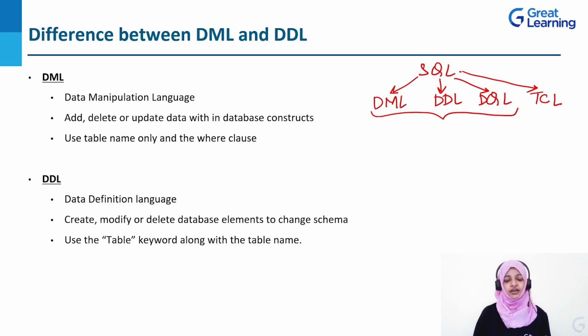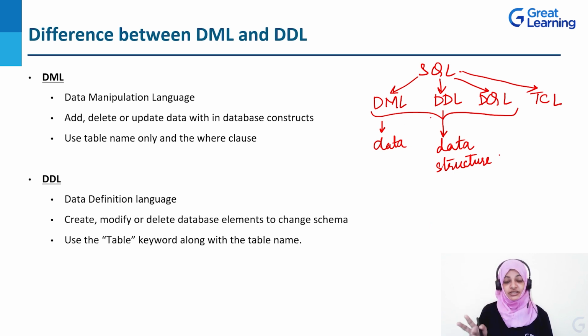Now, why is there a confusion between DML and DDL? Because the definitions of the two very closely resemble each other. DML on one hand is where we actually manipulate the data. On the other hand, DDL helps us manipulate the data's structure. This is one of the most important differences between DML and DDL.